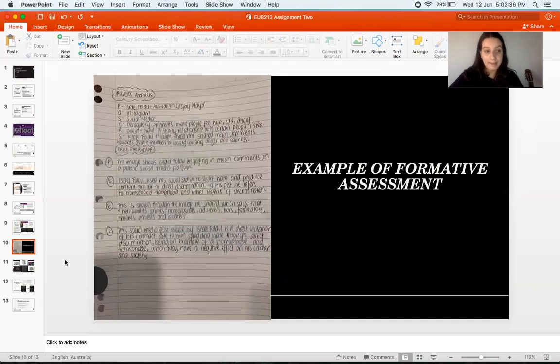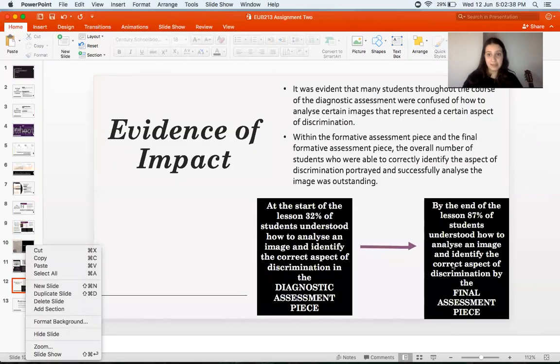So at the start of the lesson, it was evident that many students throughout the course of the diagnostic assessment were confused about how to analyse certain images that represented a certain aspect of discrimination. But within the formative assessment piece and the final formative assessment piece, the overall number of students who were able to correctly identify the aspect of discrimination portrayed and successfully analyse the image was outstanding. Now, when I collated all the data for the start of the lesson, the diagnostic assessment, and collated all the data for the formative assessment, I came up with two different numbers.